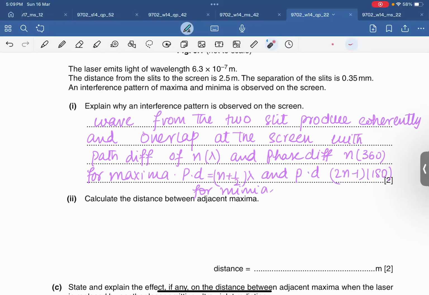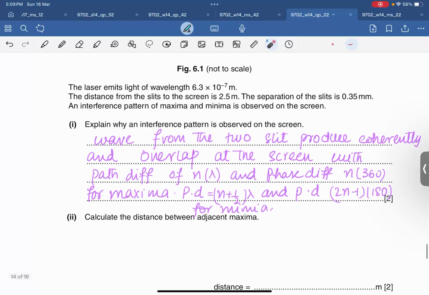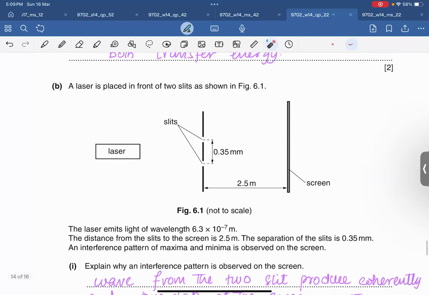But you have to make sure that the two waves are coherent, because if the two waves are coherent, then you will find the pattern consistent. Okay, this is because of the coherency. So you have to mention the coherency. If the light is not coherent, maybe you will find it like this.